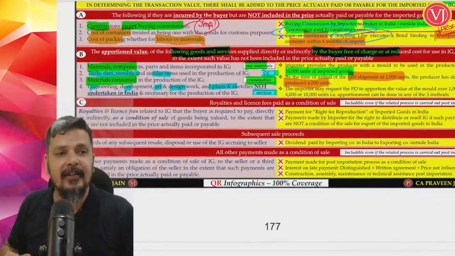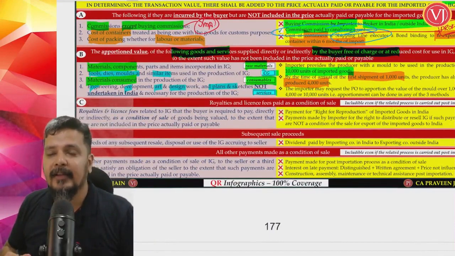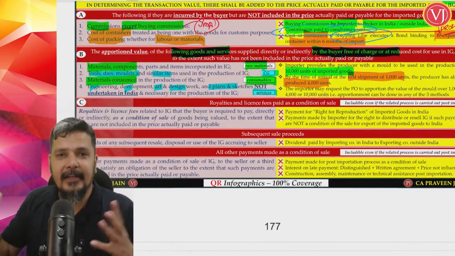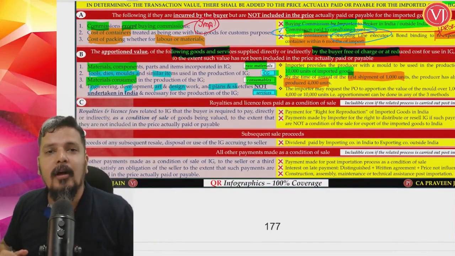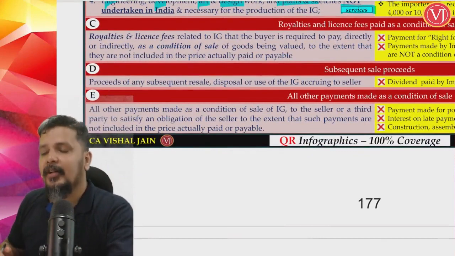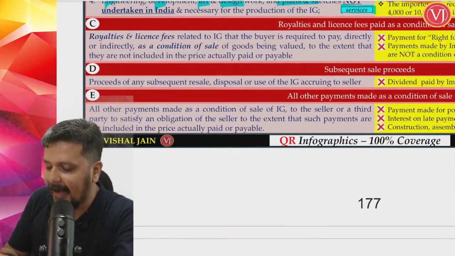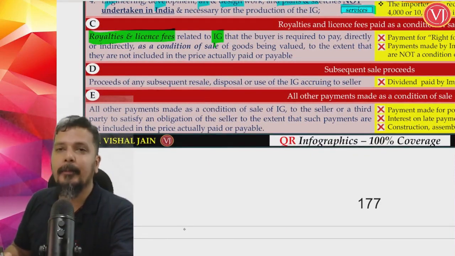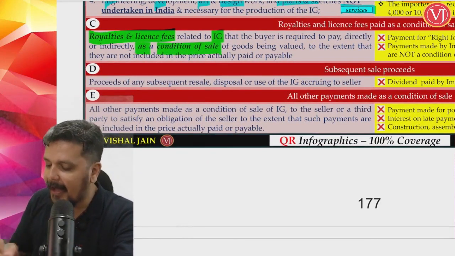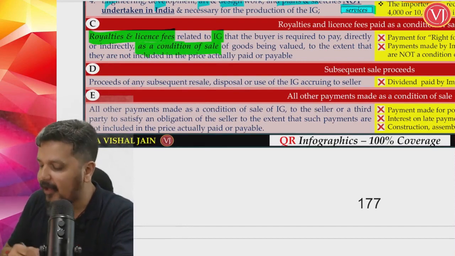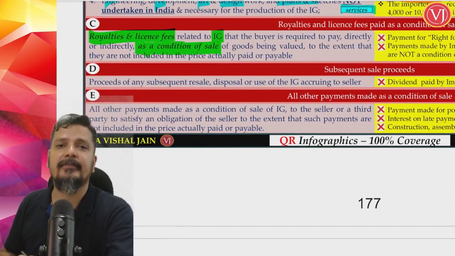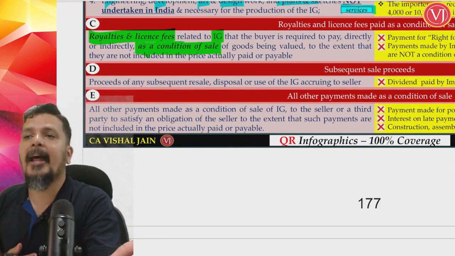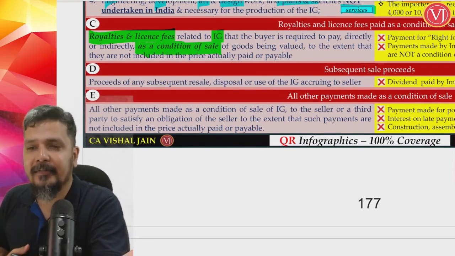This is for capital goods, once ICI has touched it. Rare, but once ICI has touched the same, telling how you are going to do proportionate addition for your capital goods. Next, you are talking about royalty and license fees, which are related to imported goods and as a condition of sale. For example, I am importing a machinery worth 10 crore rupees.